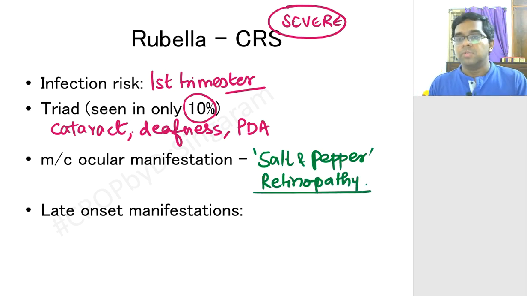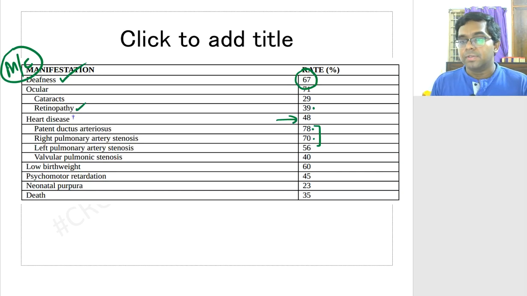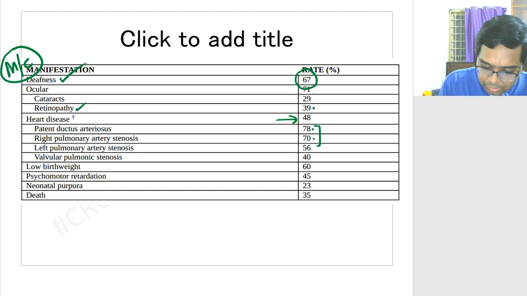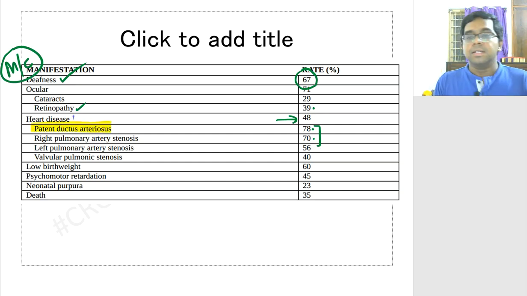Now here is a point to be noted. Salt and pepper retinopathy usually does not affect the vision of the child, whereas cataract is likely to affect the vision of the child. That point should be remembered. Next point to be noted in this slide is regarding the heart disease. They have asked so many times the commonest congenital heart disease in congenital rubella syndrome, which without any doubt, as you can see from here, is patent ductus arteriosus. In other exams, they have also asked about other congenital heart diseases associated with congenital rubella syndrome, so you have to note the others also.